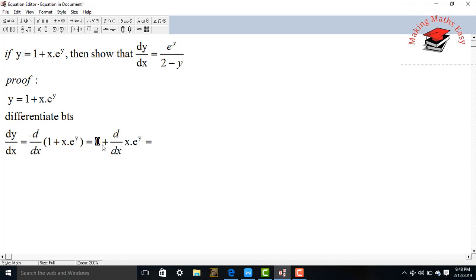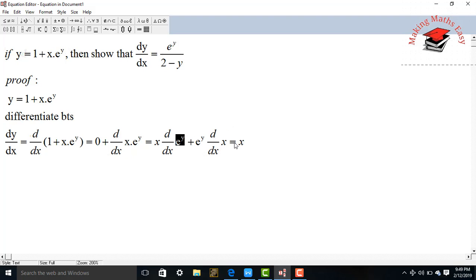No need to write the 0 because 0 has no value, so x multiplied by the derivative or differentiation of e raised to y, plus e raised to y multiplied by the derivative of x. In this way we have to do u into derivative of v plus v into derivative of u, which is ultimately equal to x e raised to y.